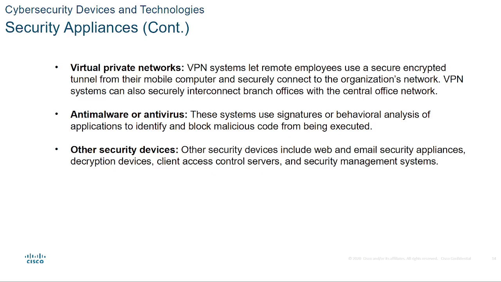We also have the VPN, Virtual Private Network. So VPN systems allow remote employees to use a secure encrypted tunnel from their mobile computer or phones and securely connect to the organization's network. VPN systems can also securely interconnect branch offices with the central office network. We also have the anti-malware or antivirus. So these systems use signatures or behavioral analysis of applications to identify and block malicious code from being executed.